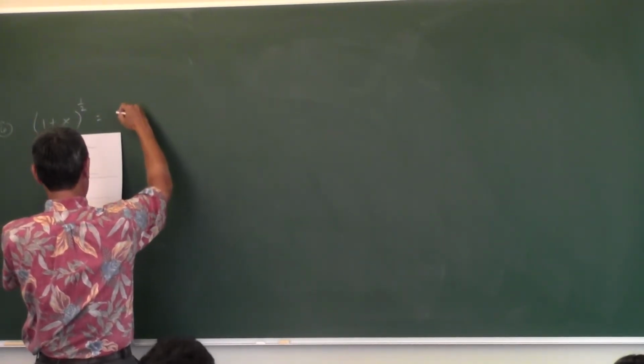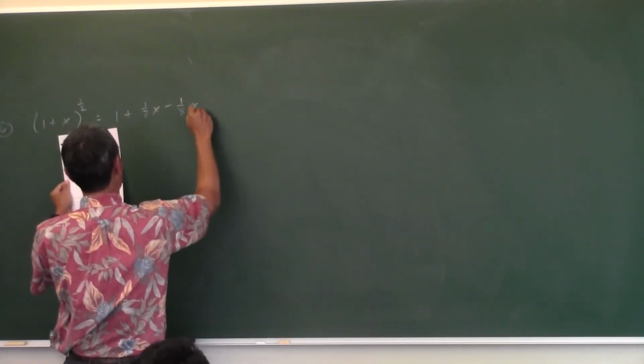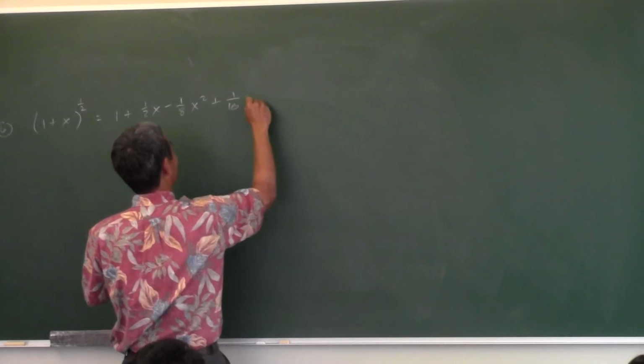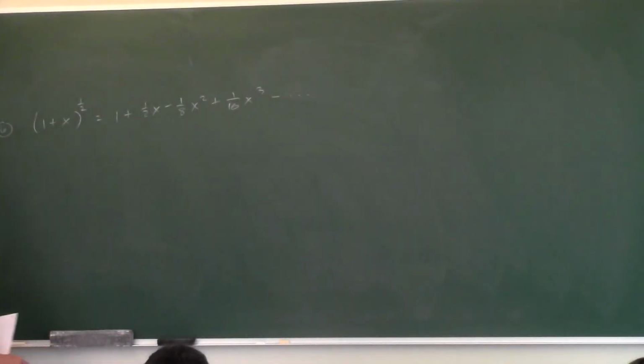Okay, anyway, what was the answer for 5a? Let me look at the bottom. 1 plus 1/2 x minus 1/8 x squared plus 1/16 x cubed minus dot dot dot. It's actually minus dot dot dot because that's the pattern.